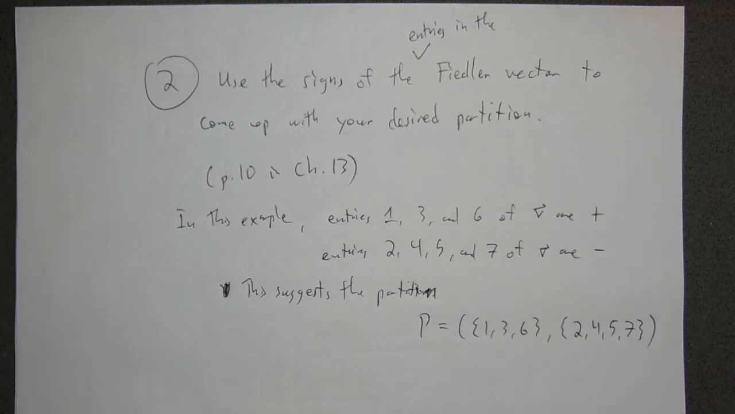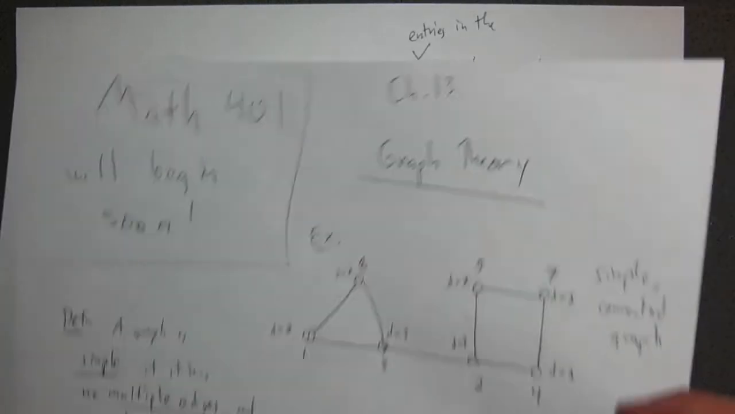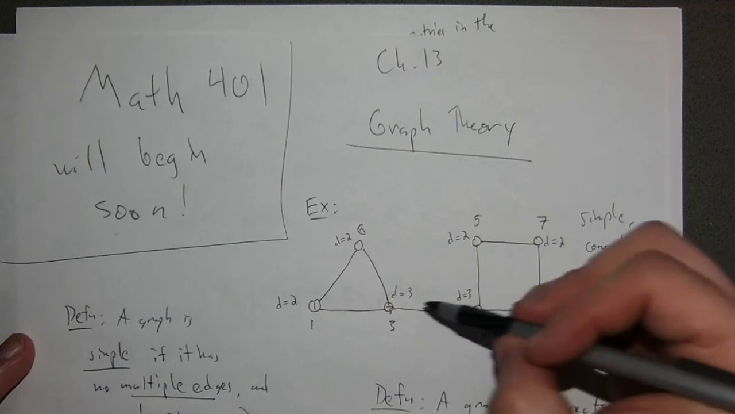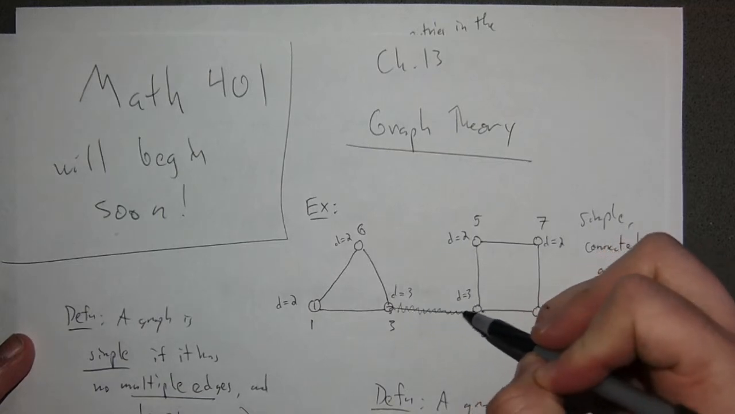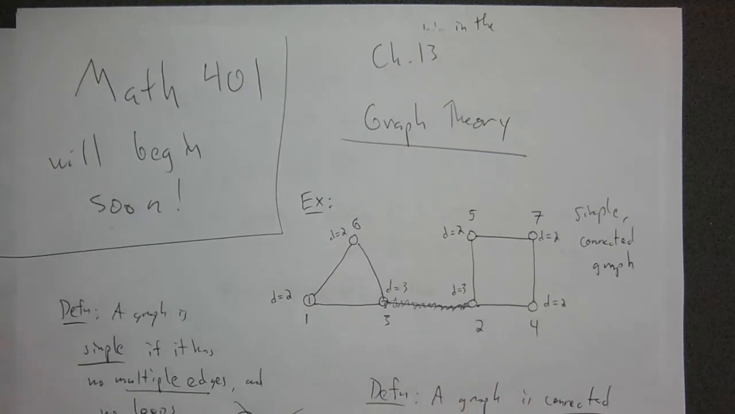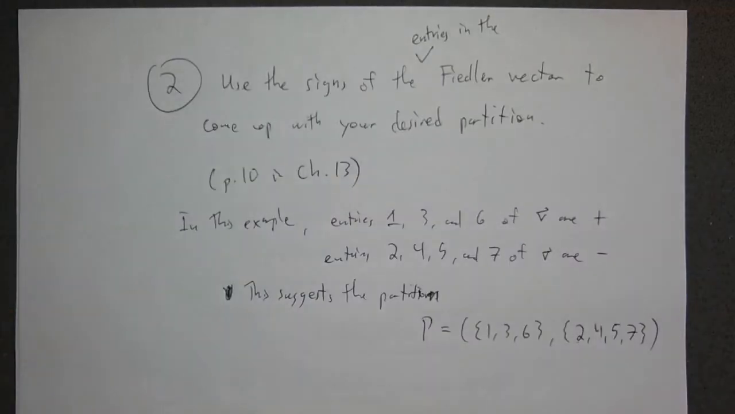But hey, that's exactly the one that I had before. Right, 1, 3, 6 and 2, 4, 5, 7. So the Fiedler method comes up with a partition that does exactly what I was doing in my obvious method before, right? Removing the 2-3 edge. Okay. So that's a fully worked example showing exactly how this thing works.